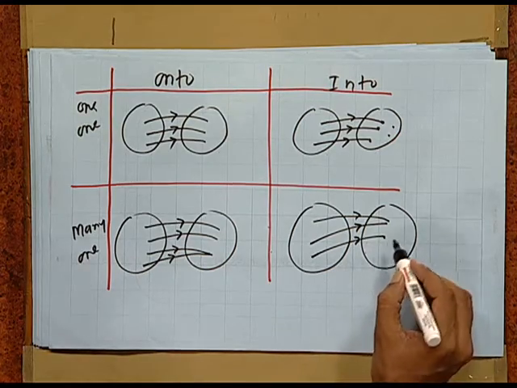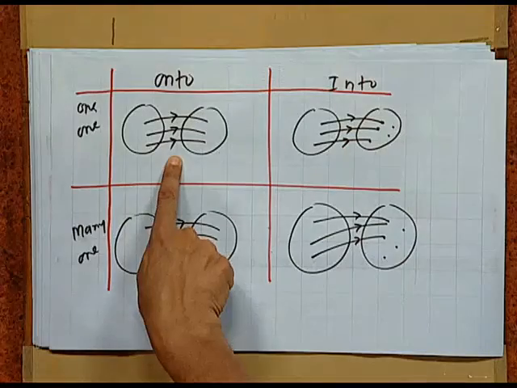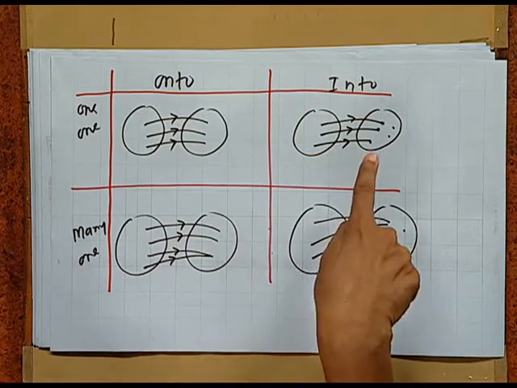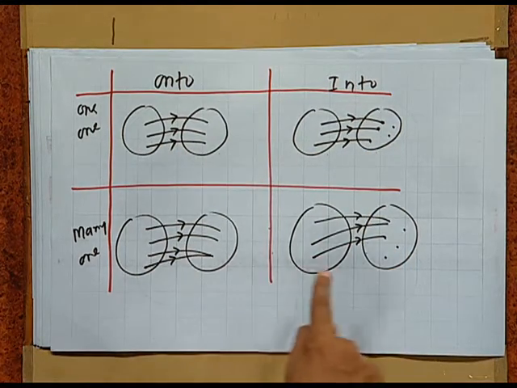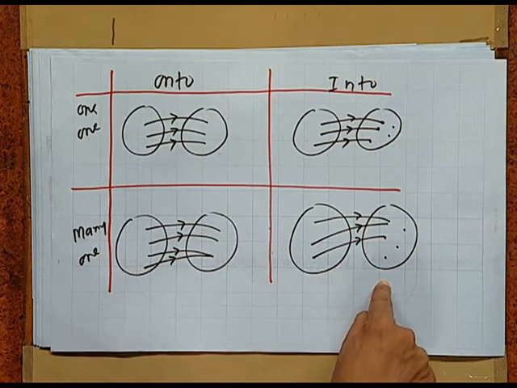But it is onto, now it is into. Thus, we classify functions in two ways. One is onto and into, the other is 1-1 and many-one. This was 1-1 and onto, this was 1-1 and into, this was many-one and onto, and this was many-one and into.